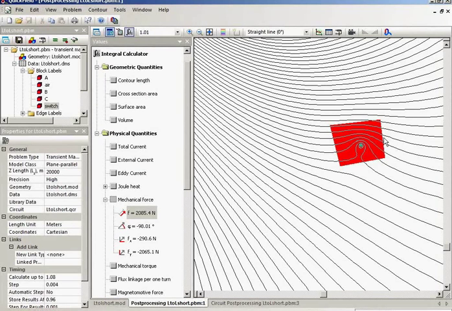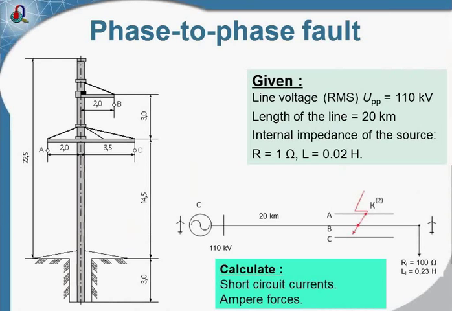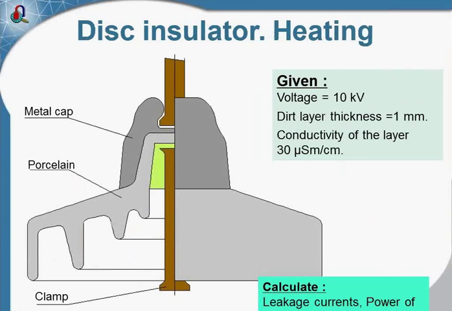So our next problem is related with the heating. This is the disk insulator. The insulator consists of the metal cap, the porcelain body, and the clamp. And the insulators could be connected one after another in chain.